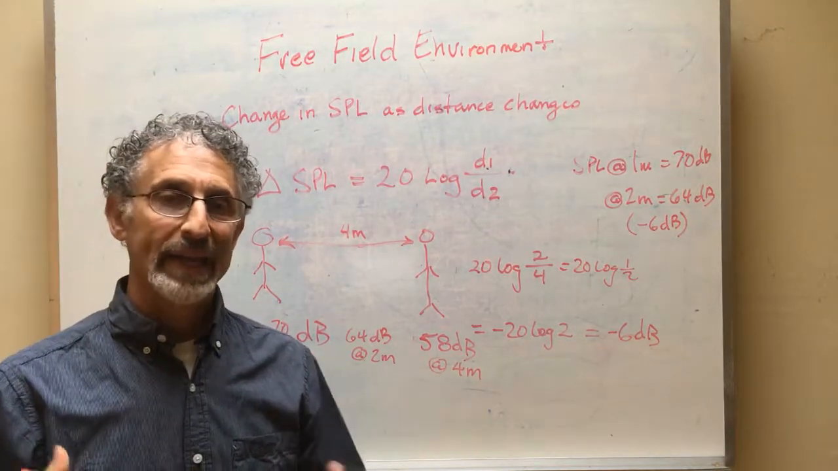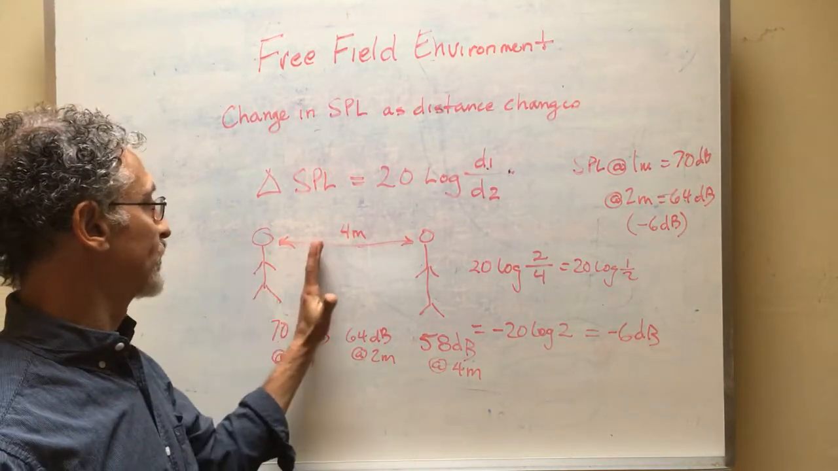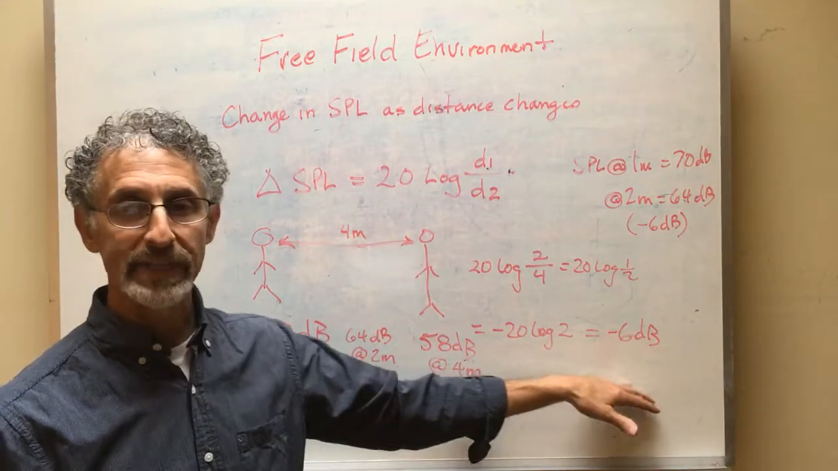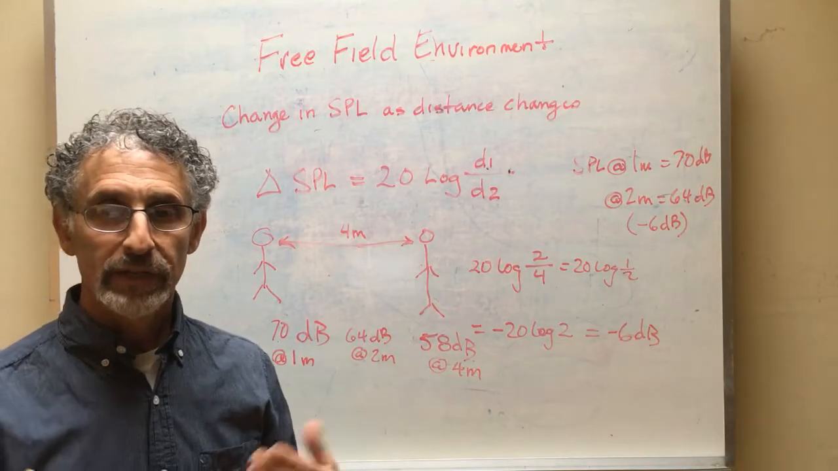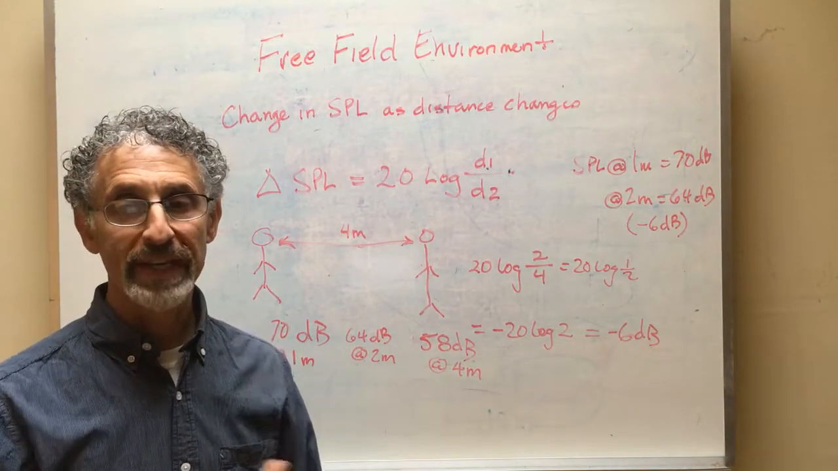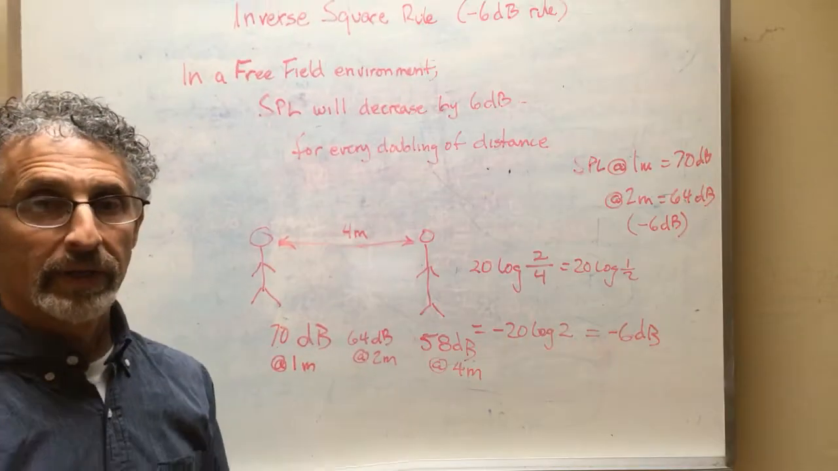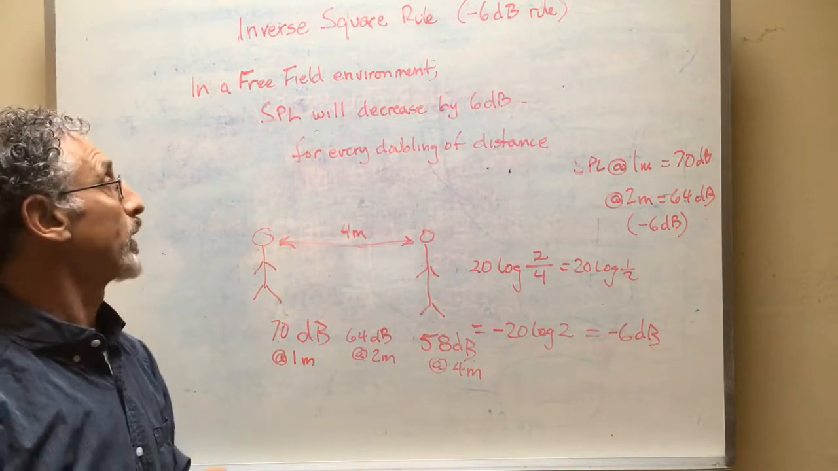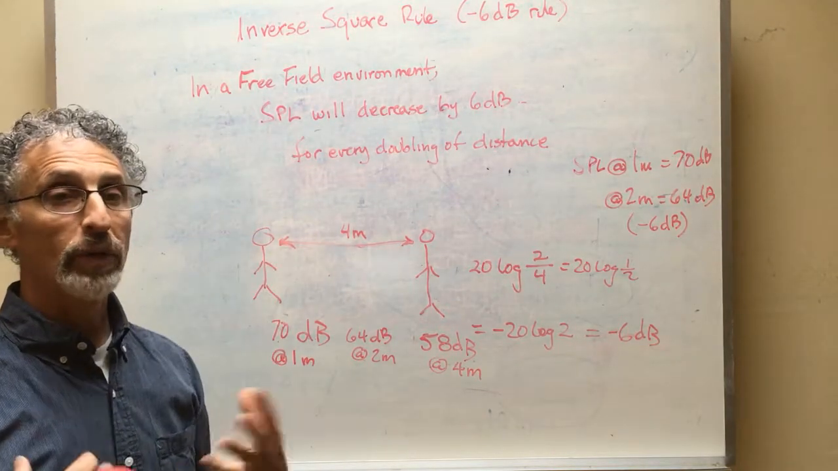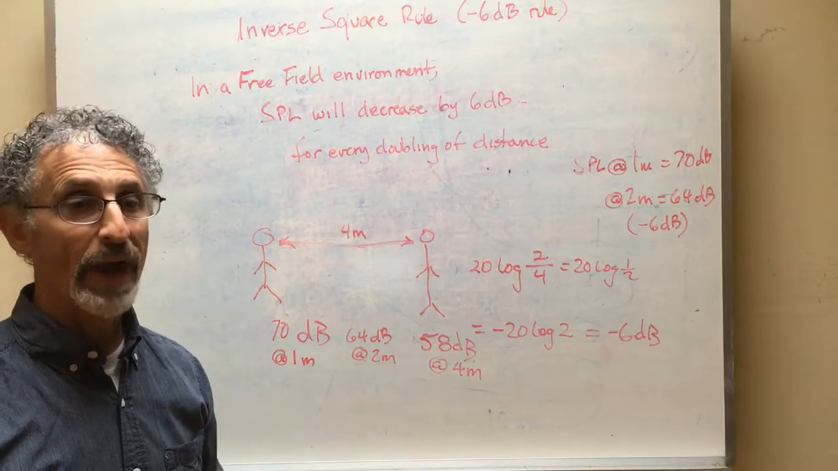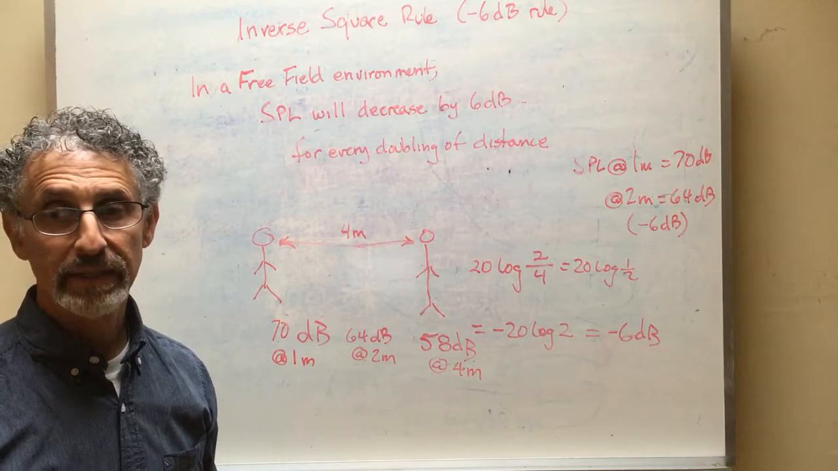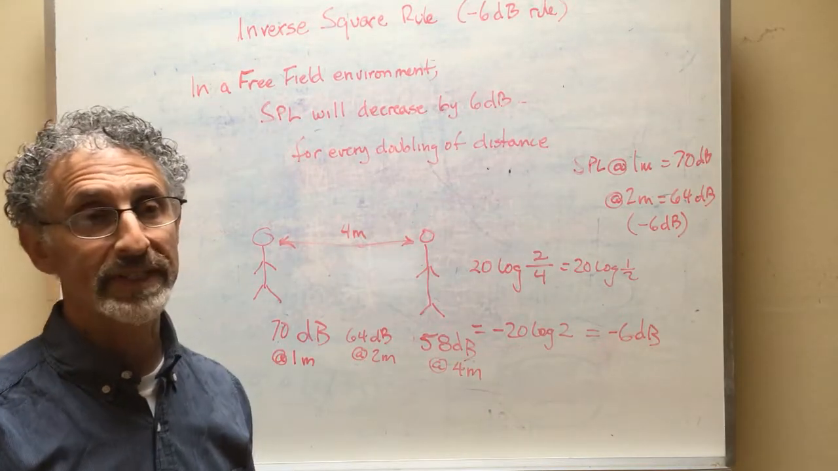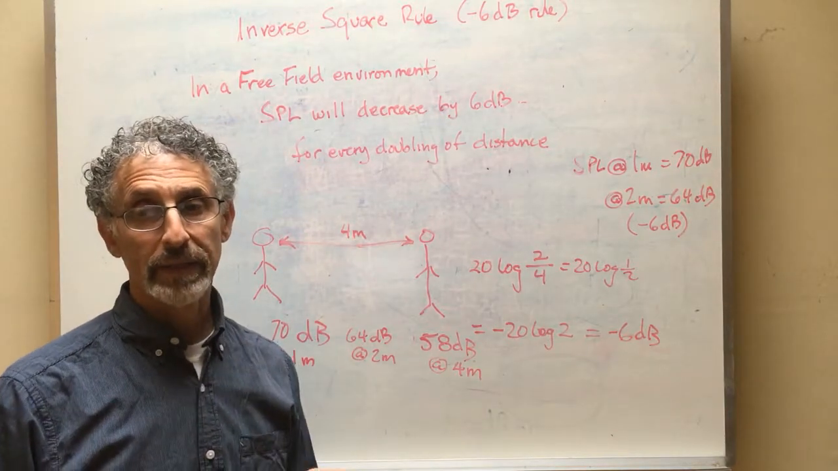What we've done is we've doubled the distance from 1 to 2, and it's minus 6 dB. We've gone from 2 to 4, and it's minus 6 dB. So this is an example of what we call the inverse square rule. The inverse square rule states that in a free field environment, sound pressure level will decrease by 6 dB for every doubling of distance. You can consider being outdoors, away from any reflective surfaces, as being a free field environment.